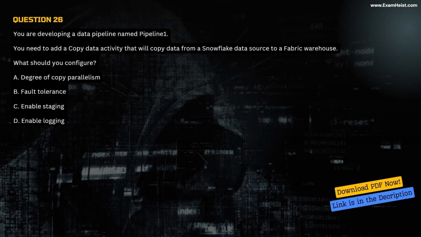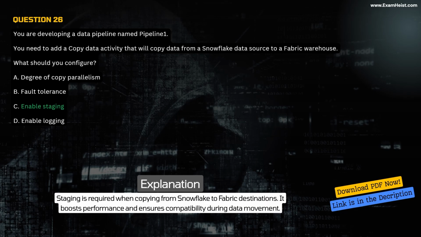Question 26. You are developing a data pipeline named Pipeline 1. You need to add a copy data activity that will copy data from a Snowflake data source to a Fabric warehouse. What should you configure? A. Degree of copy parallelism. B. Fault tolerance. C. Enable staging. D. Enable logging. Correct answer C. Enable staging. Explanation. Staging is required when copying from Snowflake to Fabric destinations. It boosts performance and ensures compatibility during data movement.